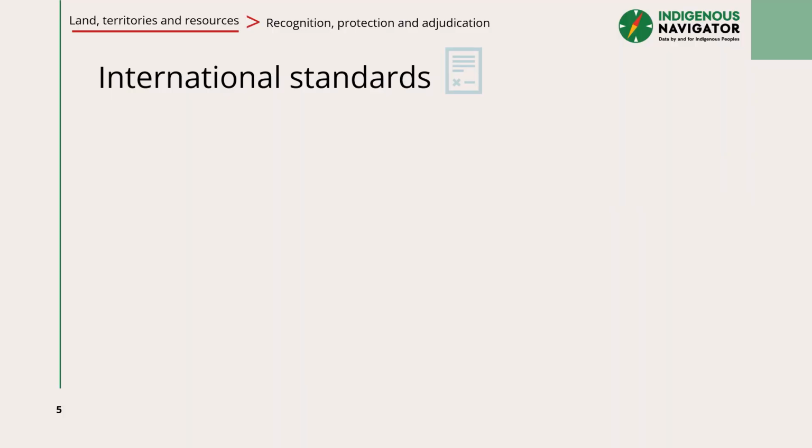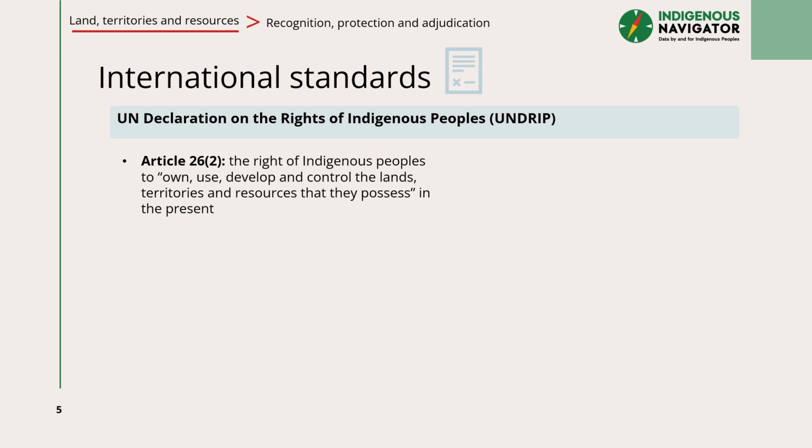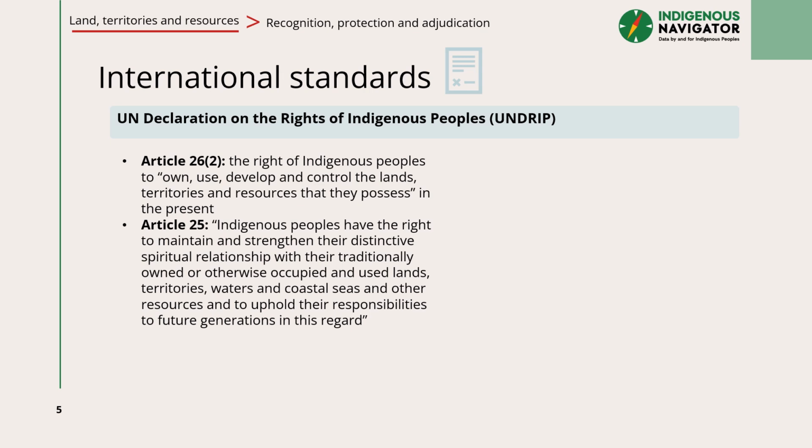The UN Declaration on the Rights of Indigenous Peoples, or UNDRIP, in Article 26, refers to the rights of Indigenous peoples to own, use, develop, and control the lands, territories, and resources that they possess in the present. However, UNDRIP Article 25 has a broader scope and outlines that Indigenous peoples have the right to maintain and strengthen their distinctive spiritual relationship with their traditionally owned or otherwise occupied and used lands, territories, waters and coastal seas, and other resources, and to uphold their responsibilities to future generations in this regard.